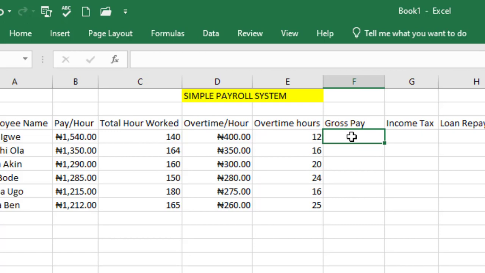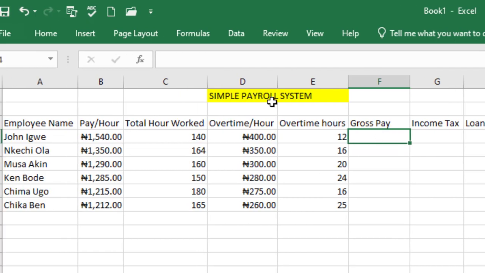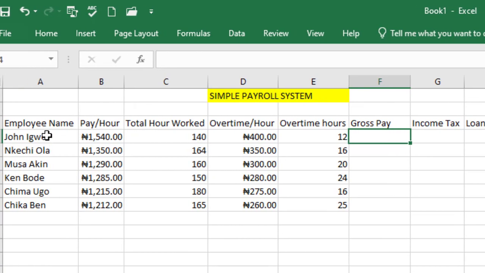In order to calculate the gross pay of an individual, you have to multiply the payment per hour by the total hours worked by that person. And then you also have to consider the overtime the individual has worked for the rates that's applicable to that individual per hour. So let's use the very first person, John Igwe, for a start.